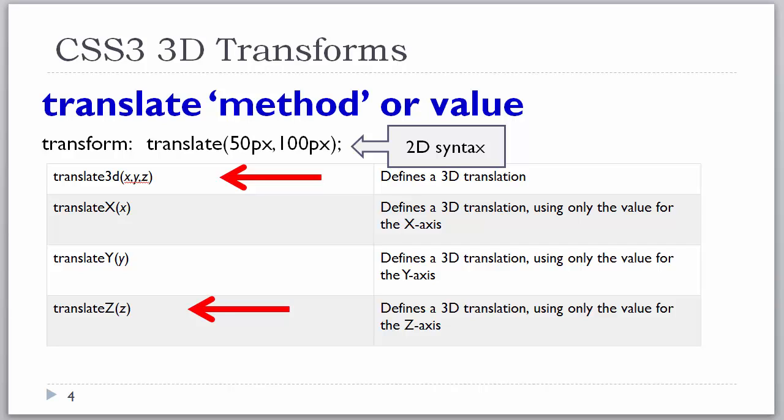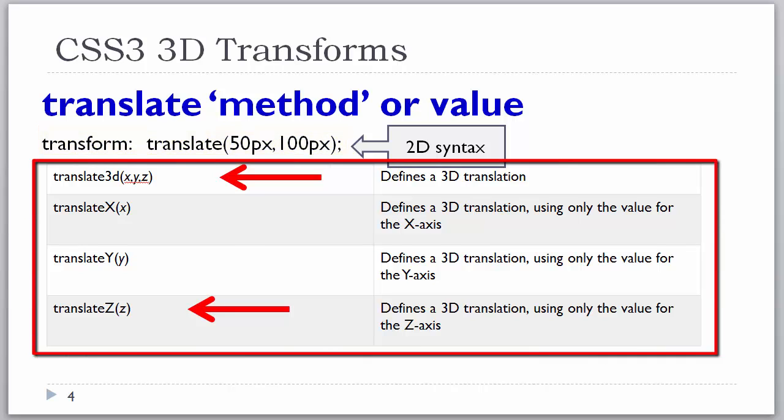So let's take a look at the translate method or value of the transform property. Notice the 2D syntax, and now the 3D syntax is adding some additional values. So we have translate3D, translateX, translateY, and translateZ. So we can manipulate the container in different ways.